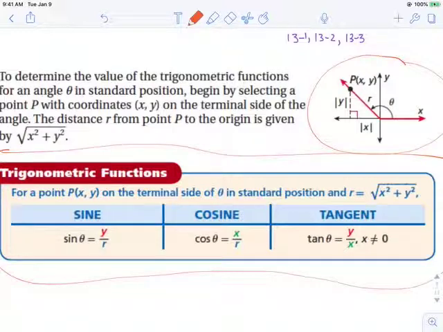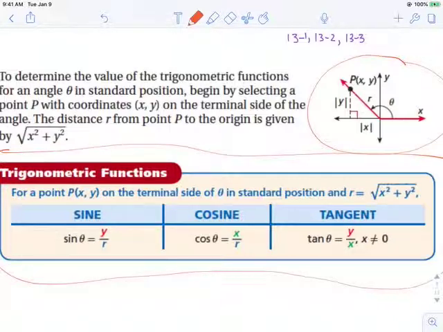What is r representing? What is the square root of x squared plus y squared? R is representing the hypotenuse, right? It's representing the hypotenuse of this triangle. Here's the x value, if you look at it as a triangle. Here's the y value, if you look at it as a triangle.